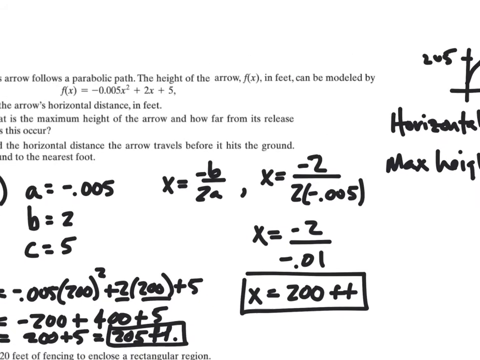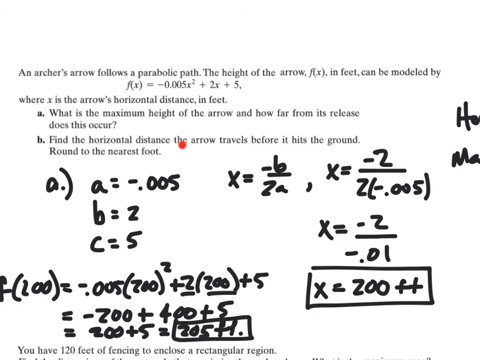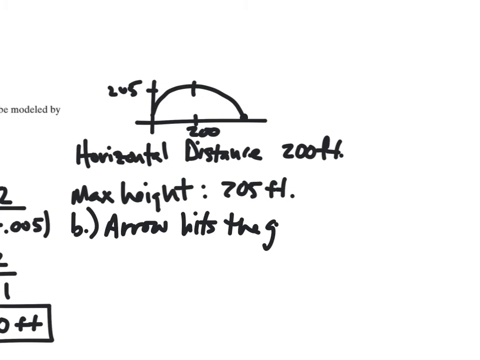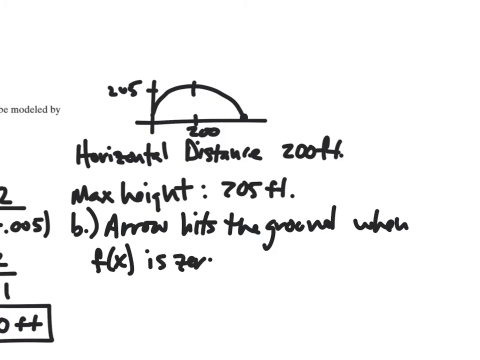Now the next thing that we want to do is find the horizontal distance the arrow travels before it hits the ground. So, part B, the arrow hits the ground when the height, f of x, is 0. So what we're going to do is set 0 equal to negative 0.005 x squared plus 2x plus 5.